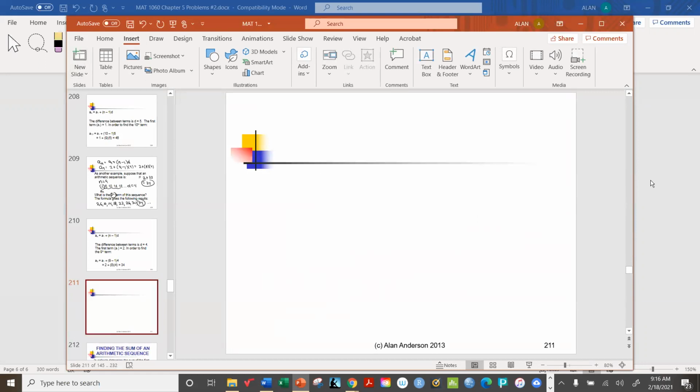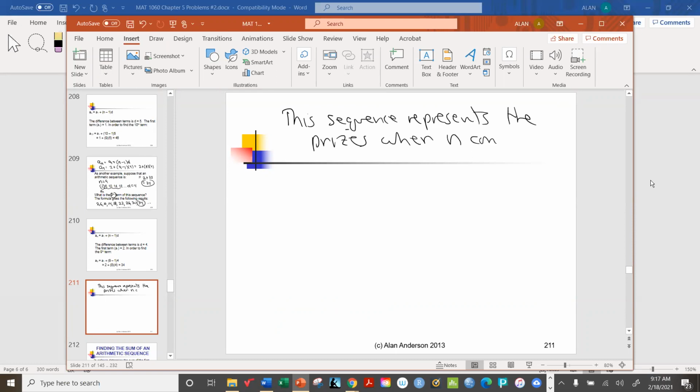So, in other words, we have a game where you play, and the sequence represents the prizes when n consecutive games are won. Okay, so in other words, you're playing a game where if you win the first game, you get $1. If you win again, you get 2, 3. It's not a very exciting game, but what I want to know here is what if I win 5 times in a row?